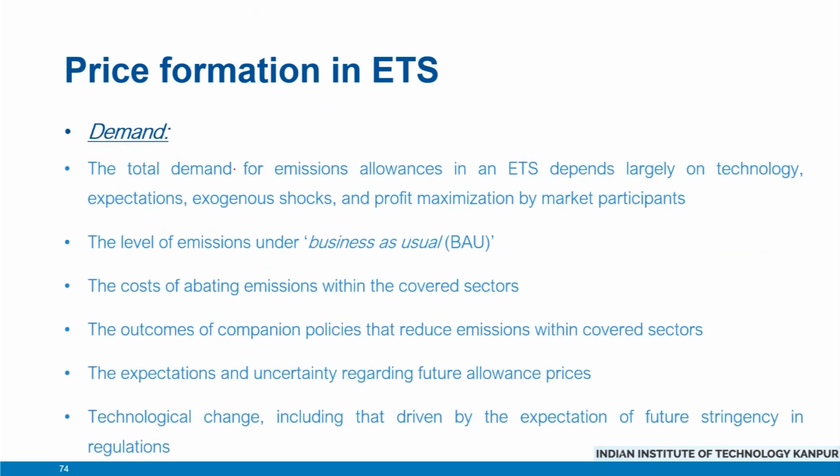Next, we discuss the factors that affect demand and thus price formation in an ETS. In contrast to supply, the total demand for emission allowances in the UETS largely depends on technology expectations, exogenous shocks, and profit maximization by market participants. Some of the specific factors determining allowance demand are discussed here. For example, the level of emissions under the business-as-usual case, that is, the case when there is no carbon price or emission trading system.